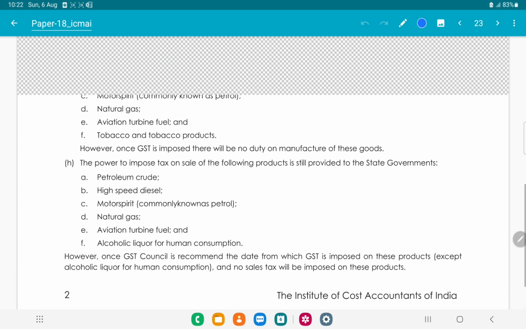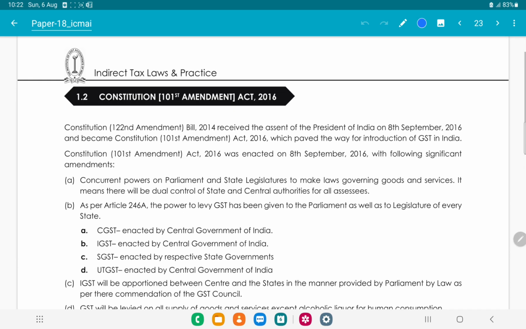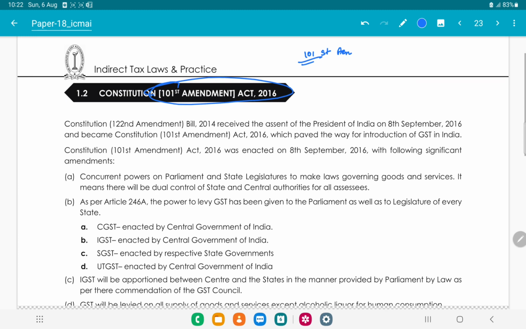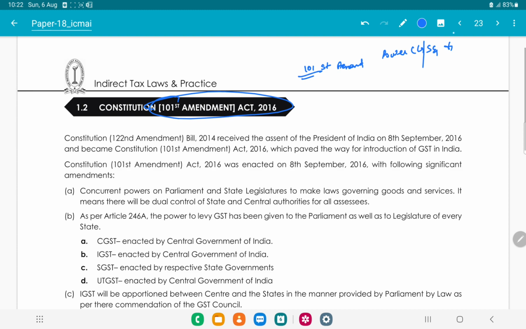Second topic, constitution. As I was telling, 101st amendment, very important. It is a very important amendment made in constitution to give powers to central government and state government. Okay.